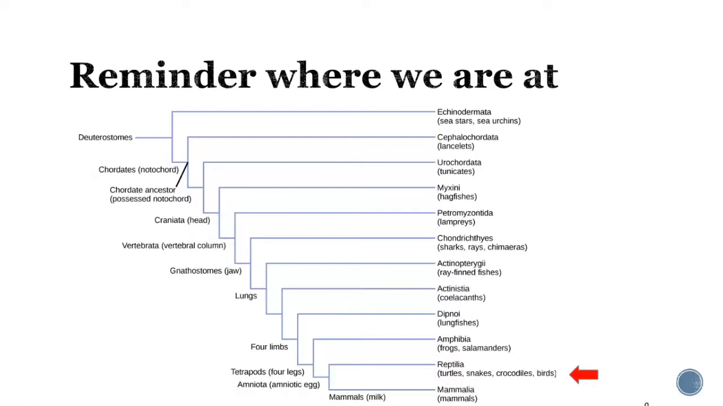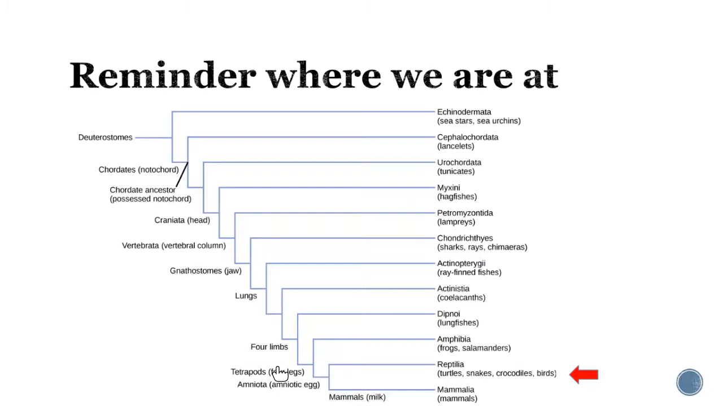So a reminder where we're at. We are talking about right here. We talked about all our fishes in the last group, and then we introduced the amphibia. We started to see limbs form, which is very unique to amphibians, the frogs and your salamanders. That was the introduction of what we call our tetrapods.